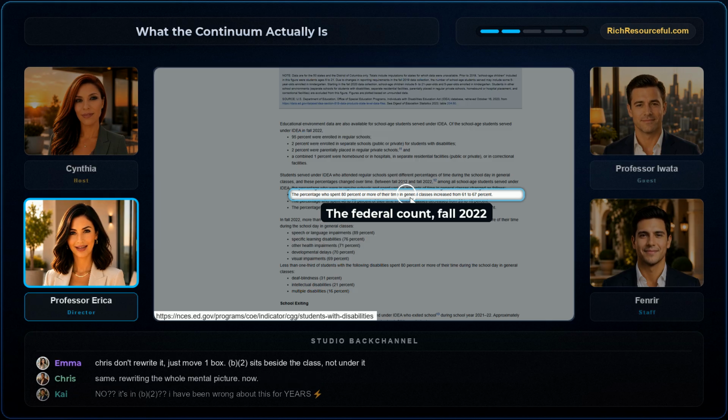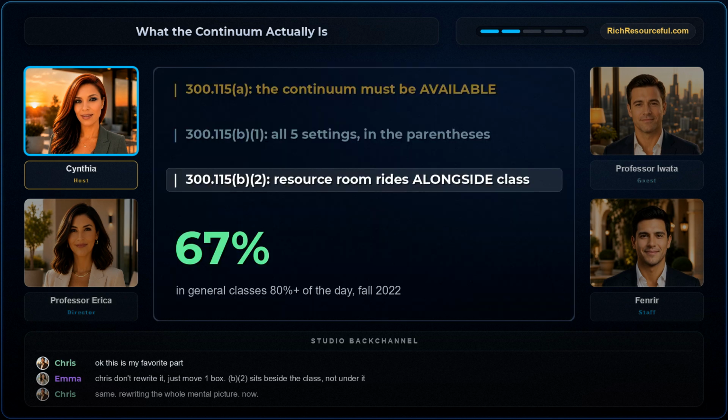It's about school-age IDEA students who are in regular schools. Then, quote, the percentage who spent 80% or more of their time in general classes increased from 61 to 67%. Fall 2022, most recent year published. Write that down, not my guess. 67. Sit with that one.